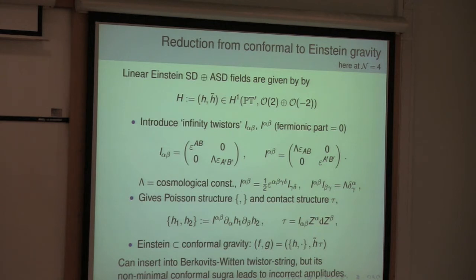So we can then embed Einstein into conformal gravity by asking that this deformation of the almost complex structure F, this is really a holomorphic vector field with values in 0-1 forms, or 0-1 form with values in holomorphic vector fields, and we have to ask it to be a Poisson holomorphic vector field. And the dual statement is that the one form G, or the 1-1 form G, has to be H tilde times this contact structure.